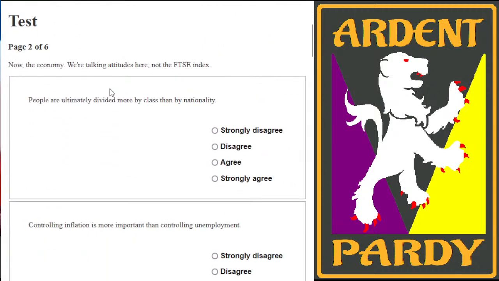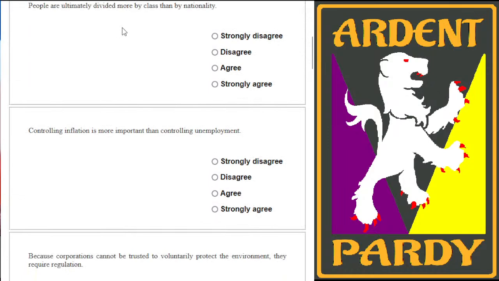Page 2, now the economy. People are ultimately divided more by class than by nationality. I strongly agree with this. I think class is probably a much larger divider than nationality when it comes to people agreeing or disagreeing.